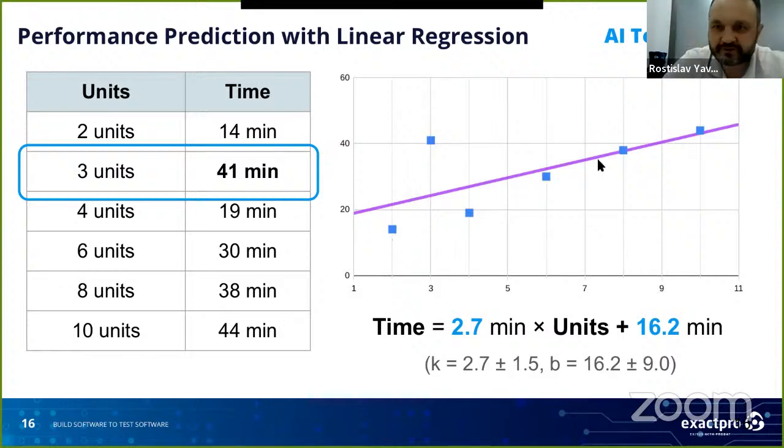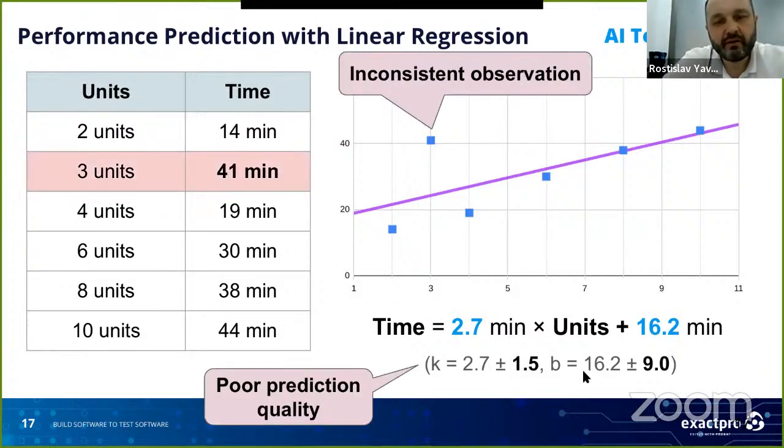I mean, in terms of approximation of these data points, the computation says that the average time for 1 unit is 2.7 minutes, and overhead is 16. And even more, if you try to compute the quality of this prediction, the estimated error, you see that the estimated error is 1.5, which is really huge.